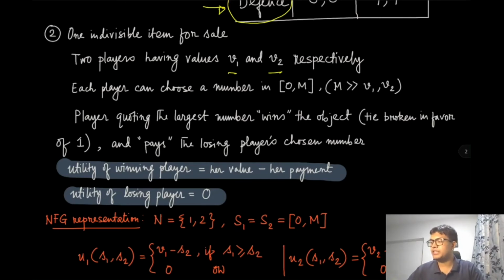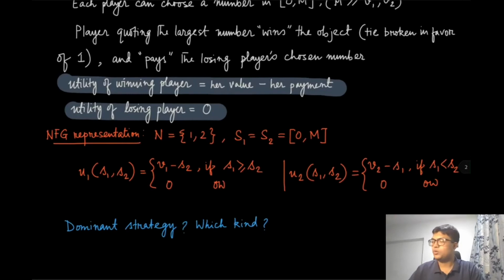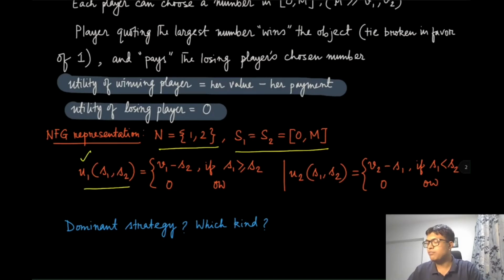Now to represent this using a normal form game, we have two players here, 1 and 2, and the strategy space is a continuous interval between 0 and m. Now the utility structure is a little involved. For player 1, if players 1 and 2 have picked the numbers S1 and S2, which are the strategies of these two players, then if S1 happens to be larger than or equal to S2, because we are breaking the tie in favor of player 1, then that player wins.